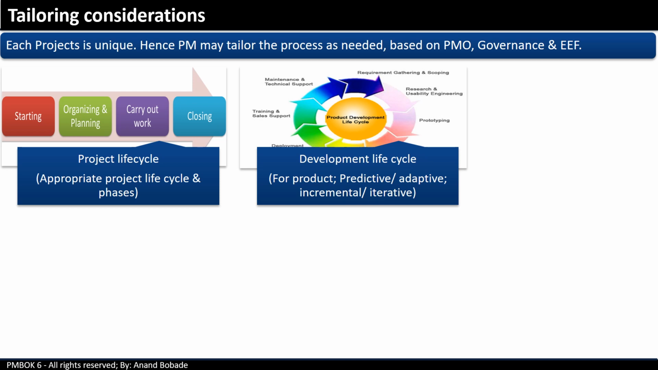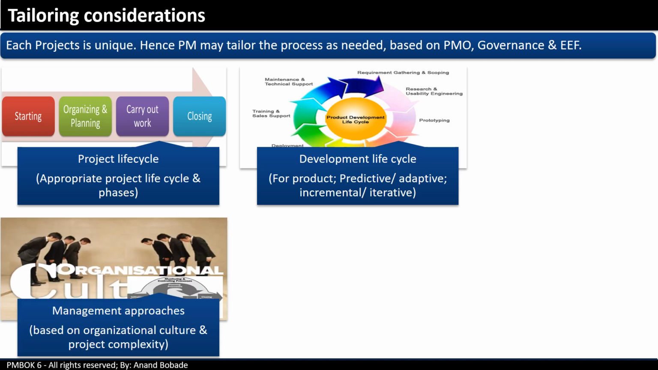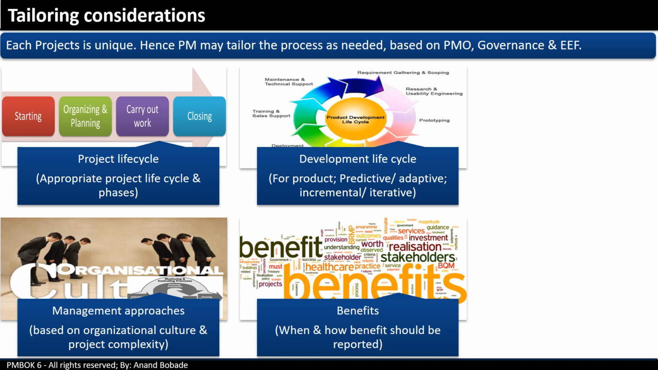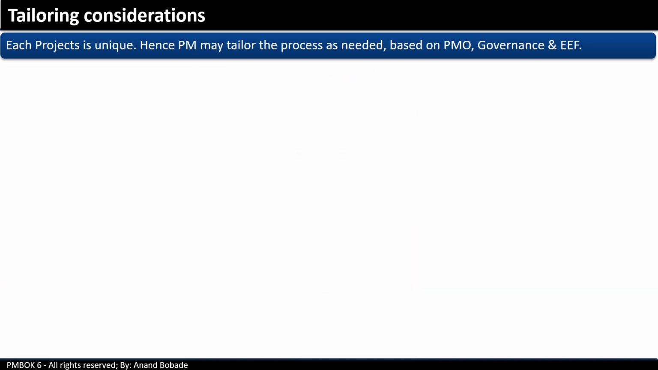Development life cycle. There are product specific development life cycles. Software development life cycle will be different compared to construction. Development life cycle can be predictive or adaptive, incremental or iterative, or it may be hybrid. Management approaches. Based upon organizational culture and project complexity, the project manager may define the project approach. Benefit. Based upon stakeholder requirements, the project manager will decide when and how benefit should be reported.